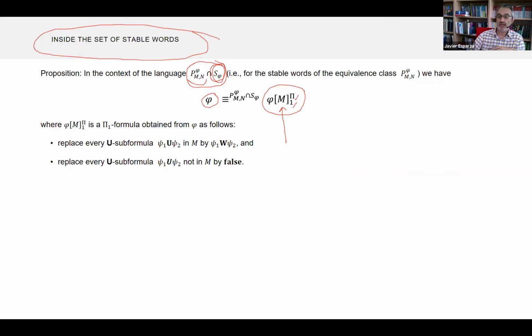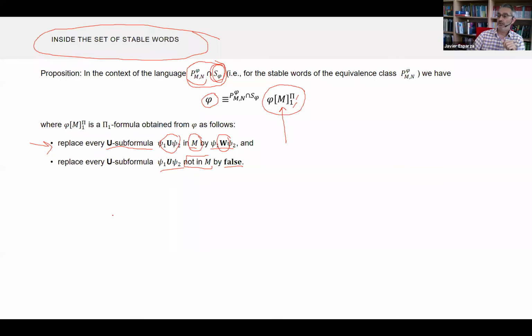And these two indices, this pi1, is there only to remind you that the formula I obtain is going to be a formula in the pi1 fragment. Okay? And now how do I obtain this formula from phi? So here is the recipe. I replace every U subformula which is in M by this subformula. So I turn the strong until into a weak until, for those until subformulas which are in M. And for those which are not in M, I replace the subformula by false. So as you can see, it's a completely syntactic operation. It's very easy. It doesn't blow up the formula. In fact, it can only reduce the size of the formula.